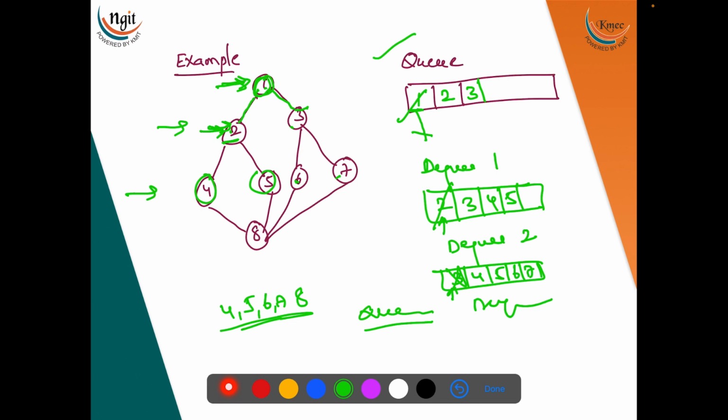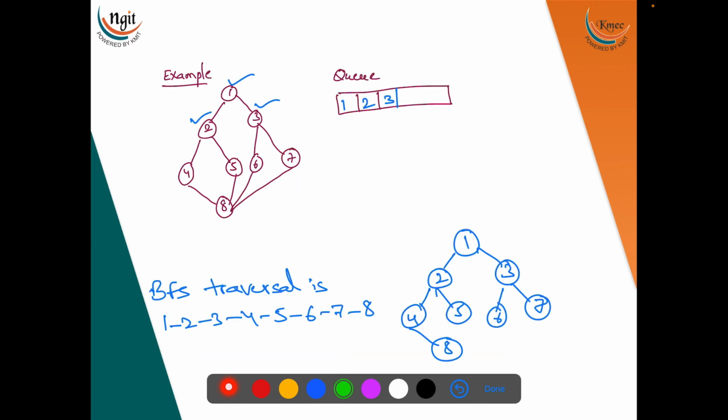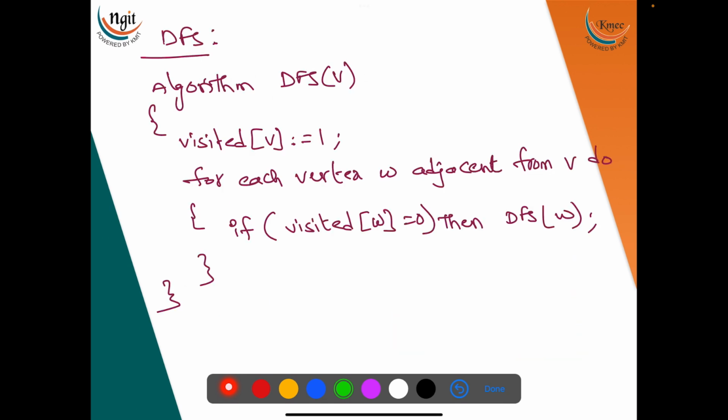So the final BFS traversal is what? 1 to 2, 2 to 3, 3 to 4, 4 to 5, 5 to 6, 6 to 7, 7 to 8. So this is the final BFS traversal for this graph. Now the spanning tree is what? This. The spanning tree for this graph using the BFS traversal technique is this. Now we'll see how we will do it for DFS.